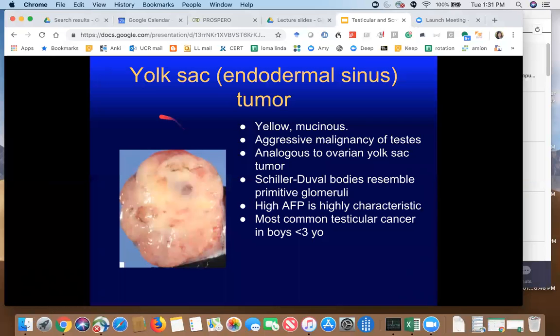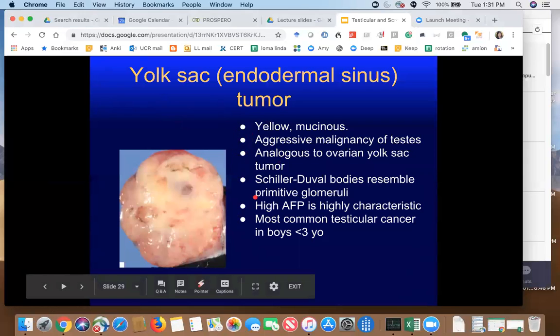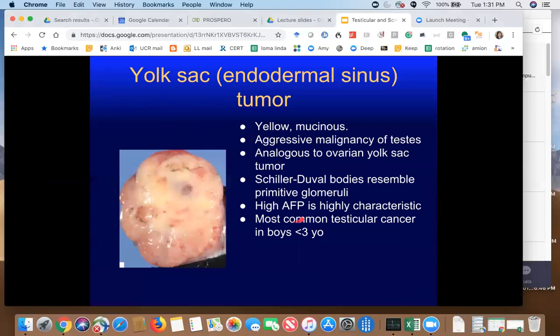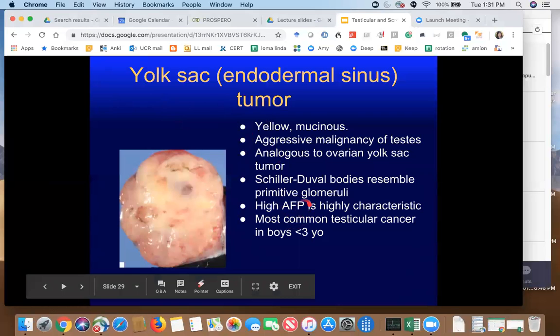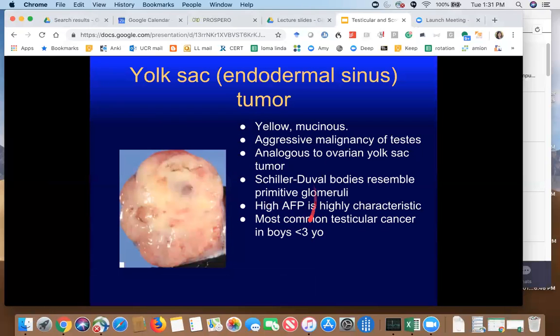Okay, yolk sac is a non-seminomatous tumor. We said those make up 50% of germ cell tumors. Yolk sac, as well as some of the other ones we're going to talk about, are more aggressive than seminomas. They produce AFP, so urologists use biomarkers as part of the staging for testicular cancer.